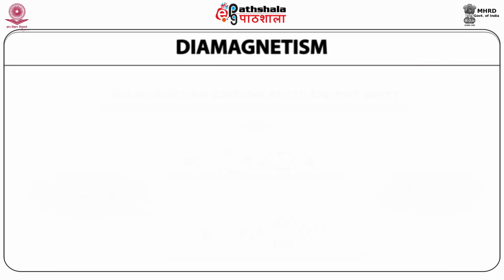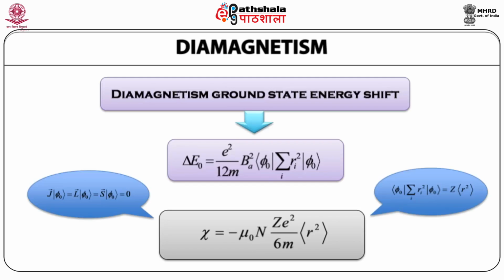We start with the understanding of diamagnetism: diamagnetism, ground state energy shift. Solids which are made up of ions where all electron shells are filled exhibit diamagnetism. For such ions, the vector J, when it acts on the eigenfunction, gives you the L vector and also the S vector, which is equal to 0. All this acting on the eigenfunction gives you a 0.